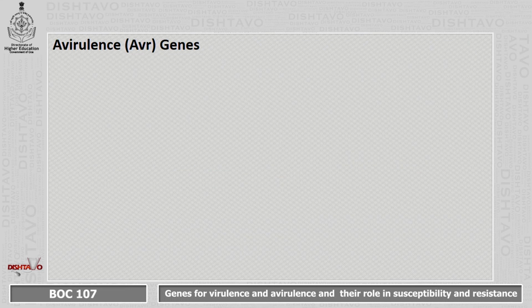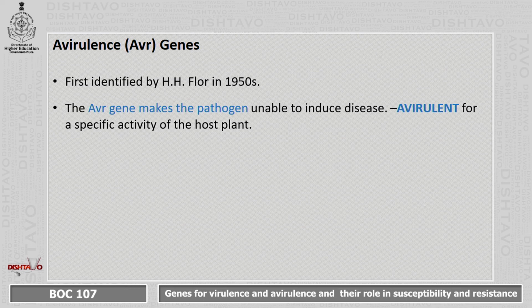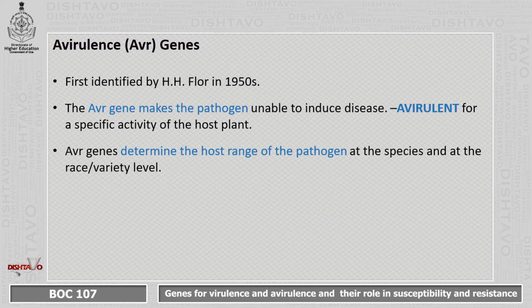Coming to properties or characteristics of avirulence gene, also abbreviated as AVR genes. They were first identified by H. Flor in 1950s. The AVR gene makes the pathogen unable to induce disease, the avirulent for specific activity of the host plant.